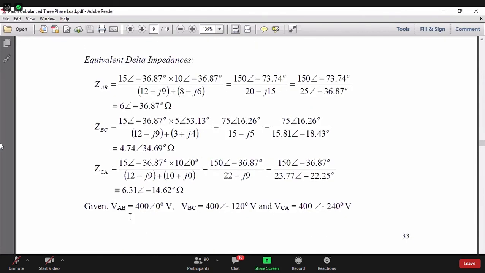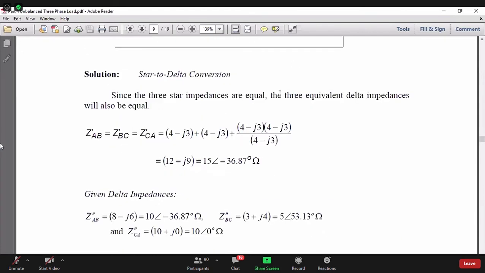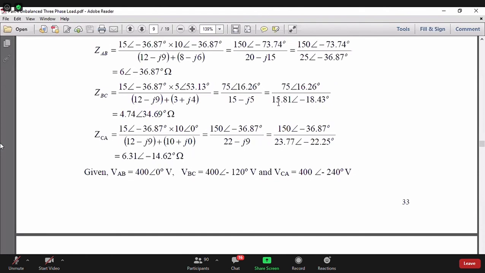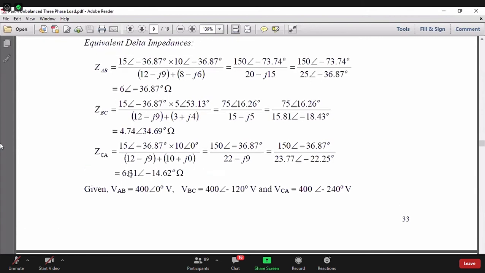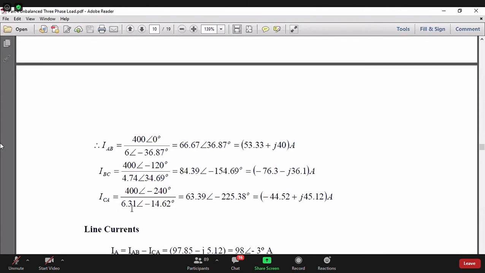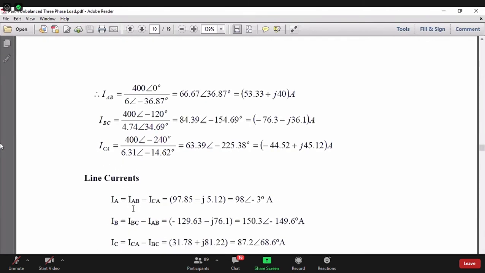Then it is very simple because then I have a delta, and delta we know how to solve. So we write the three voltages and always assume the phase sequence. That is, if not given, take A, B, C or red, yellow, blue as the phase sequence. So these are the three voltages, then these are the three impedances. Simply calculate the three phase currents of the delta by phase voltage over impedance. And then line currents are simply IAB minus ICA, etc. That I have already explained, and straight away you get that.